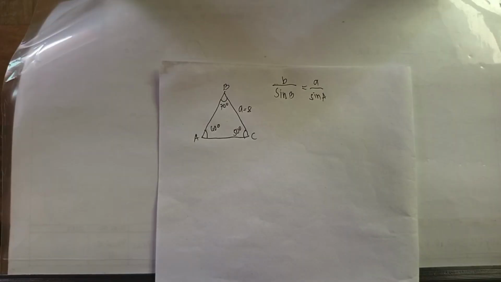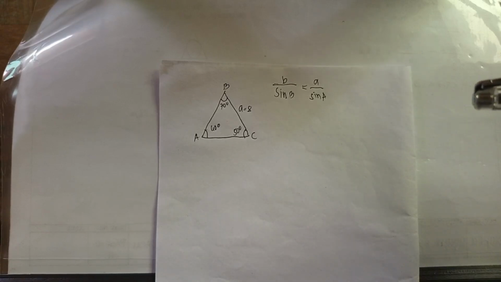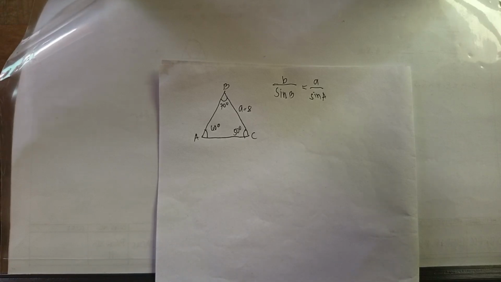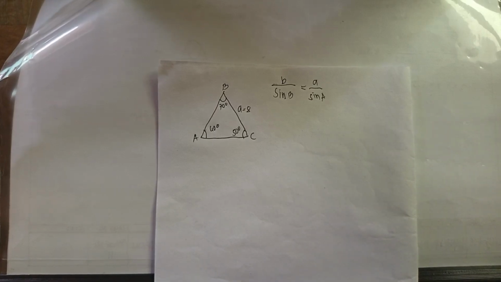Now we can use the law of sines to find the two missing sides. Side a is 8. Let's solve for b. So we're going to use this portion of the law of sines: b over sine B, a over sine A. The law of sines has three fractions, but we only use 2 out of 3 fractions. We don't have the value of b, but we know the angle B is 70 degrees. Side a is 8.